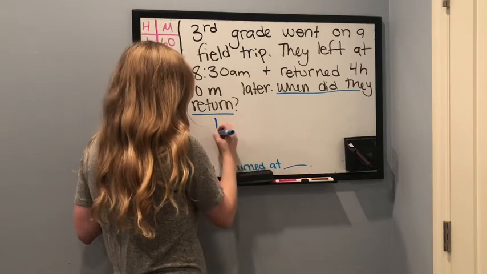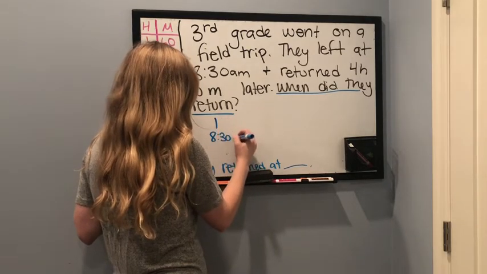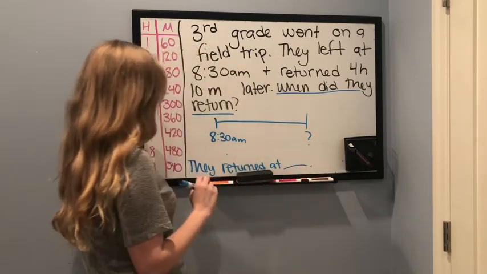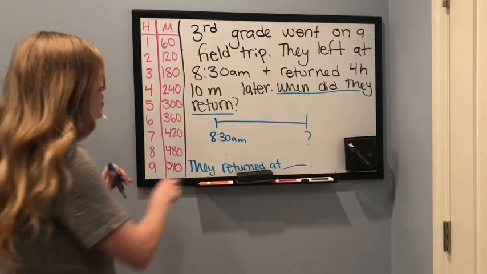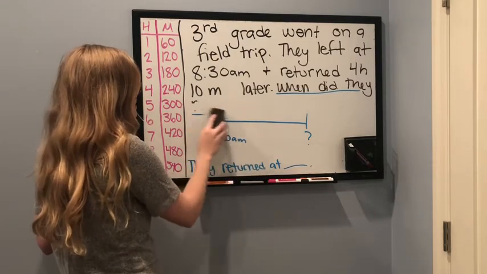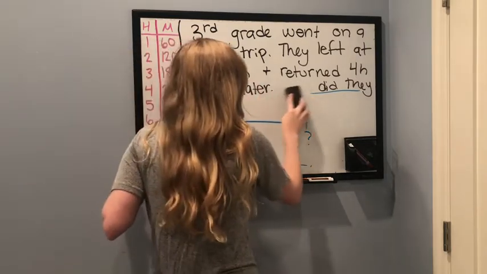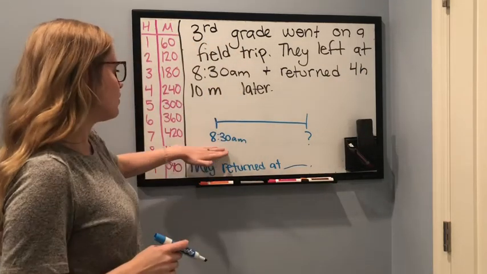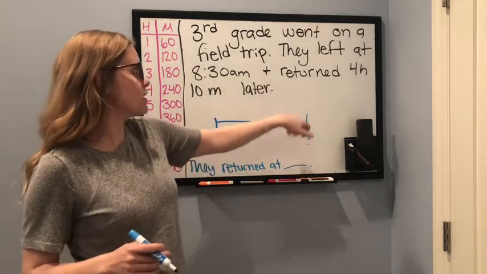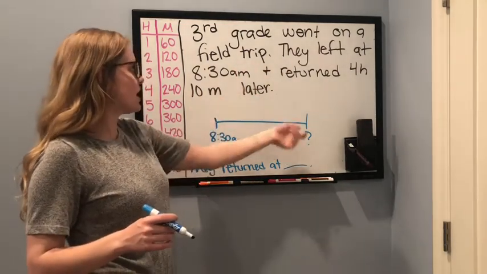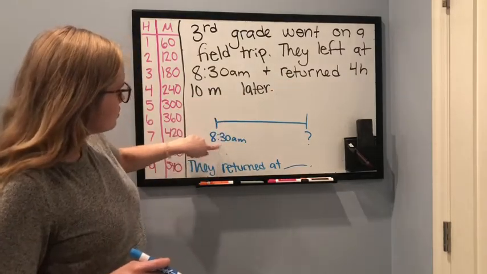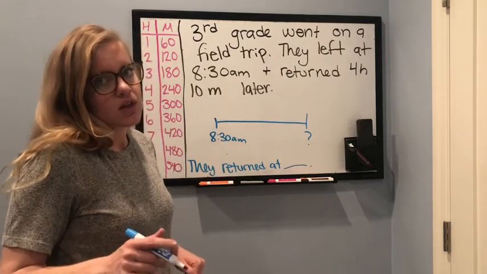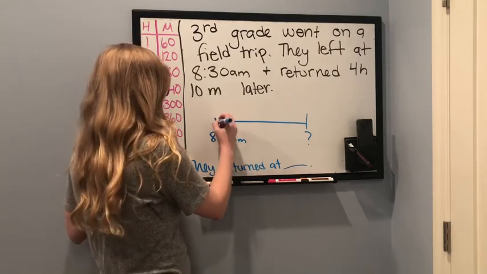So if we start here at 8:30 a.m., we don't know when we're stopping yet. Okay? So you can make your jumps. I'm going to erase this since we already know what the question's asking to give myself a little bit more room. Okay. So if you are going from 8:30 a.m. to a mystery time, 4 hours, 10 minutes later, you can do any kind of jumps that you want. I think a 4-hour jump is a little bit tricky. So I'm going to start with 2-hour jumps, okay?